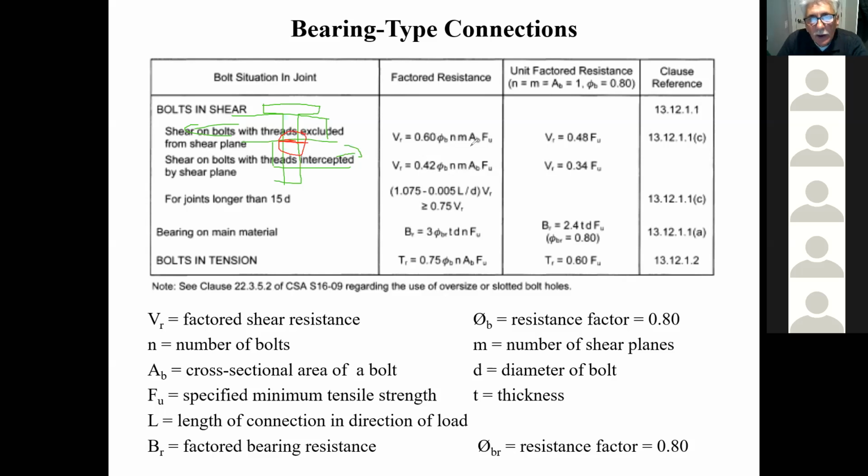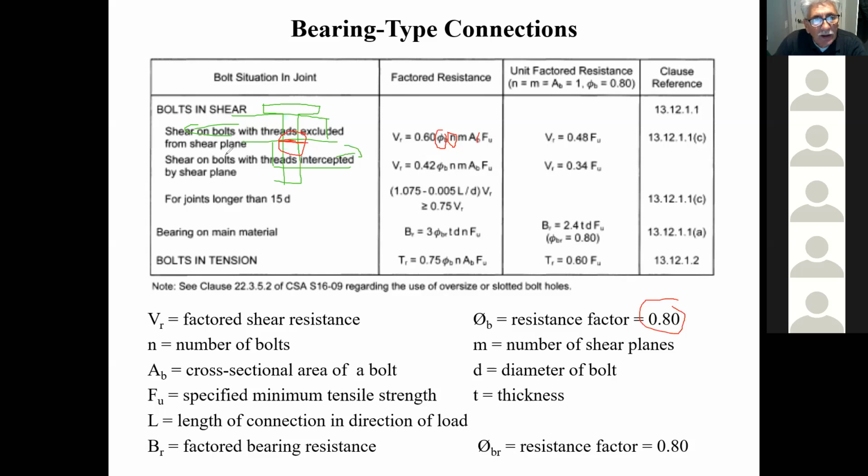So therefore, here what you have is a reduction factor, and of course the reduction factor is 0.8 here, okay? Then N is the number of bolts. So for example, if I have 3 bolts here, therefore I will multiply by 3. M is the number of shear planes, and in this case here, M would be 1 for this situation. AB is the area of the bolt, okay? And FU is the ultimate tensile strength of the bolt. And trust me, these things are pretty high, okay?